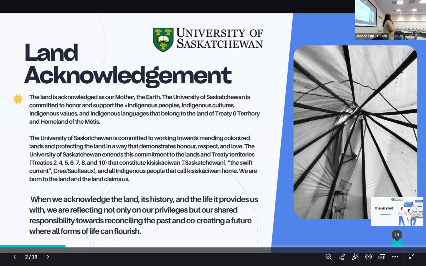Before we get started, and in keeping with best practices of the university, it's really important to acknowledge where we're gathered today, the privileges that we bring, being here in this room, being young researchers and students and learners, getting to call this beautiful province our home, and acknowledging the work that needs to be done in co-creating a future that reconciles the past, and co-creating a future where all forms of life can flourish. This is a really important reflection opportunity that I would encourage you as young researchers to think about how your own research connects to the land and the story here.